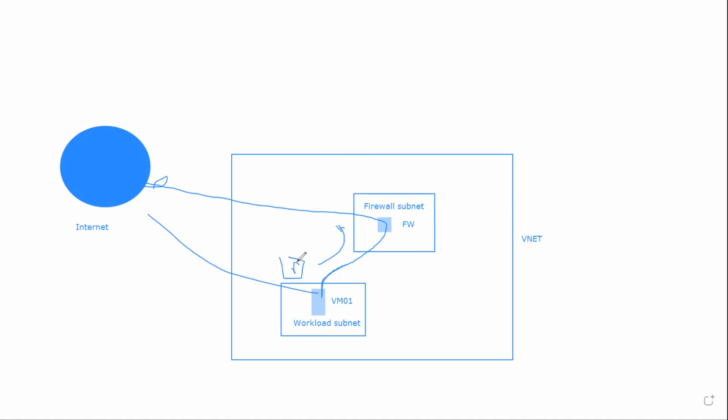Now, because this route table is governing the traffic which is originating from this workload subnet, it is very important to remember. So we need to create a route table and attach it to this subnet, not to this subnet. It is meant to control traffic which is originating from this subnet.